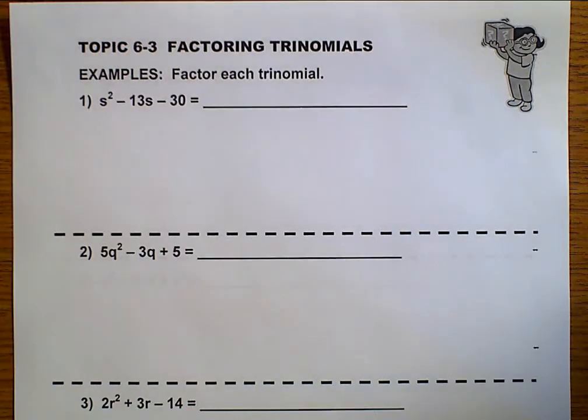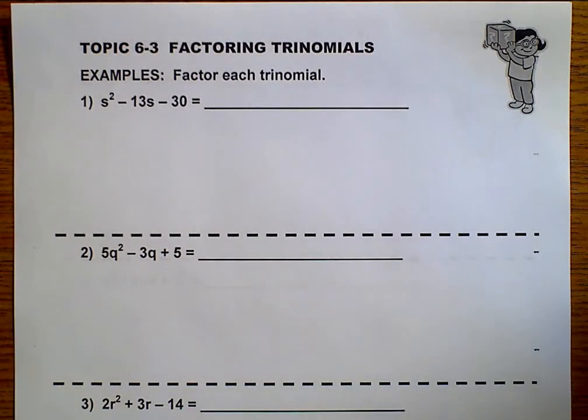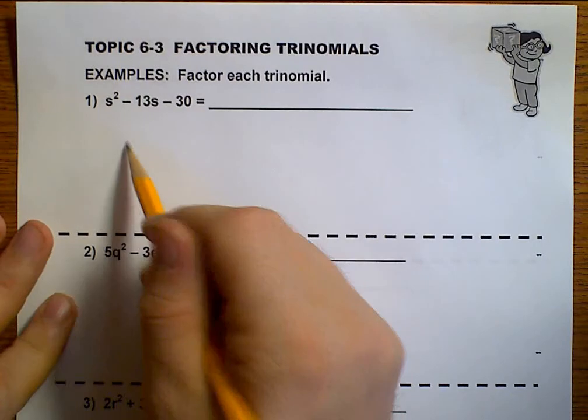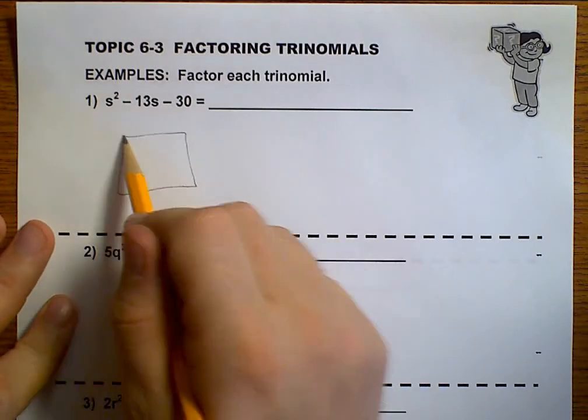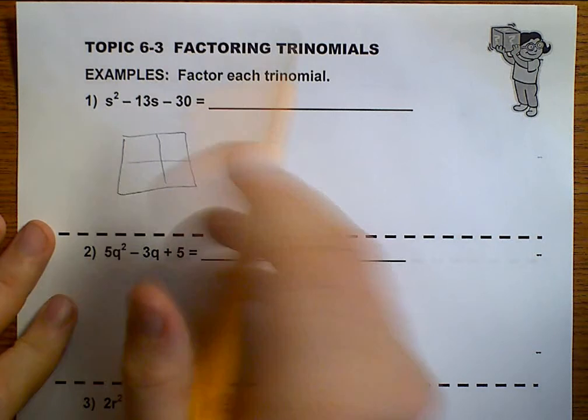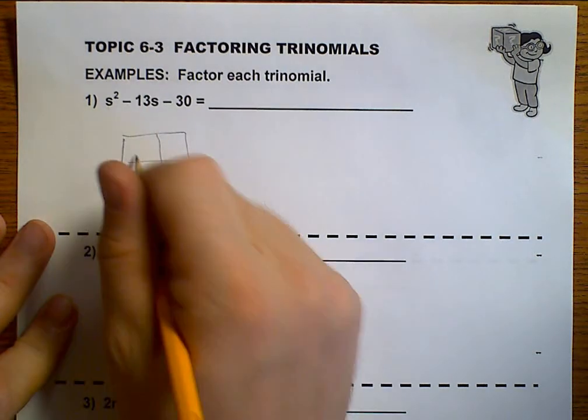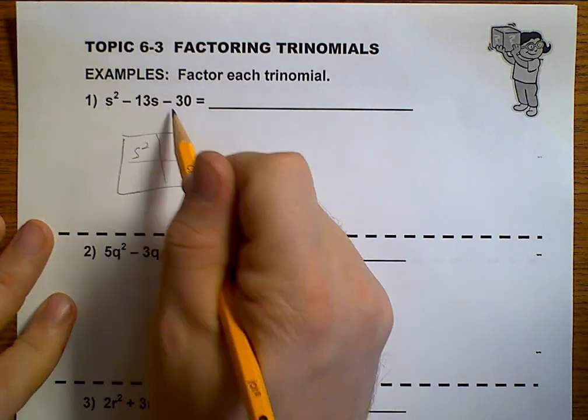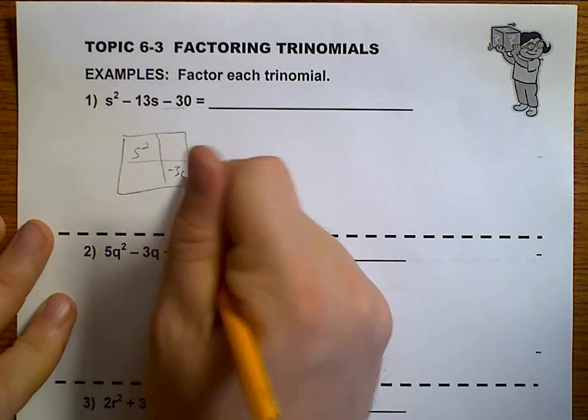Hello, this is Algebra 1, Topic 6-3, Factoring Trinomials. So, this is just a review of what we've been doing in the last two. We're going to be using the box method to factor. So we'll start off by drawing our box. Our squared term will go in the beginning. Our constant term will go at the end.